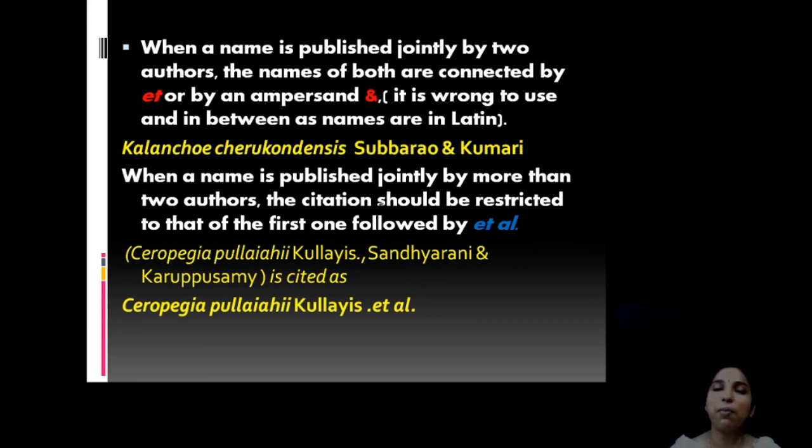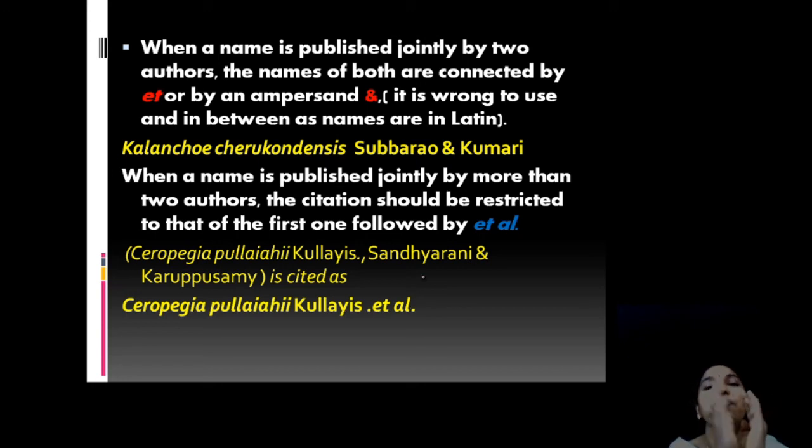If a name is published by more than two authors, 3 or 4 authors together describing a name, you can write et al. You can use this. For example, see here, this name was published by different authors, Sandhya Rani, Karuppusamy, Pulliah. So how will it be written? Ceropegia, Pulliah et al. It means it is followed by some other names. Who are they? Sandhya Rani and Karuppusamy.